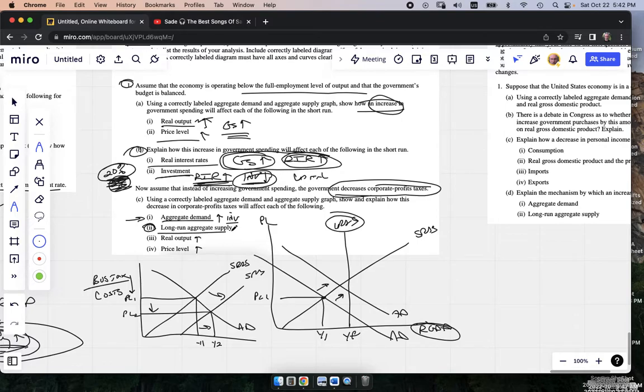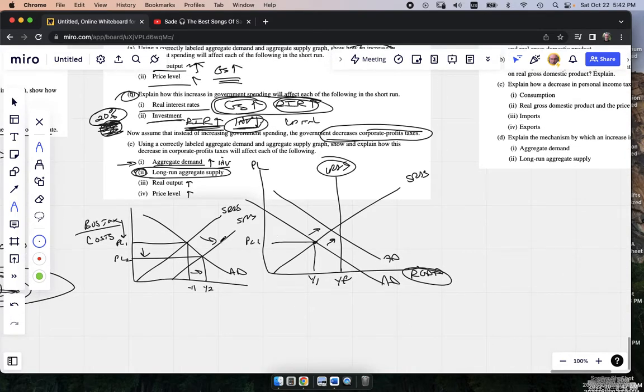The way we know and answer this question, and if this is too far for where you are, just go ahead and run by it. Don't think about it. But we should know and sort of understand this. What we're saying is, I don't know how to answer that one. Wow. Instead of increasing government spending, they decrease corporate profit taxes.